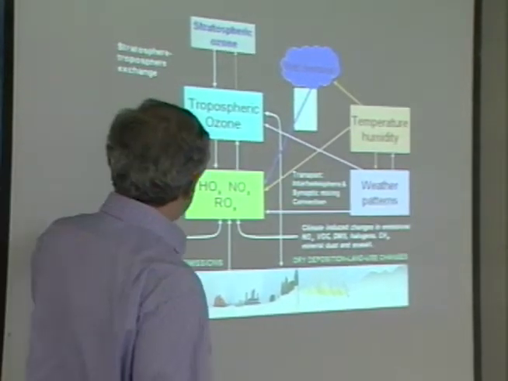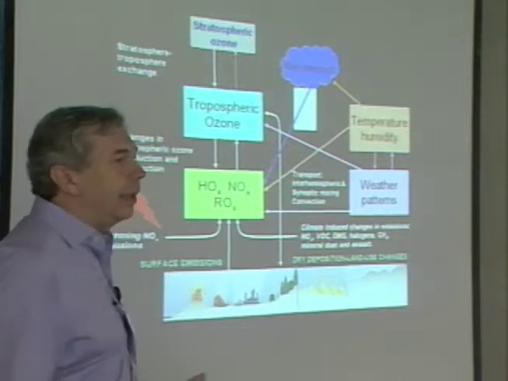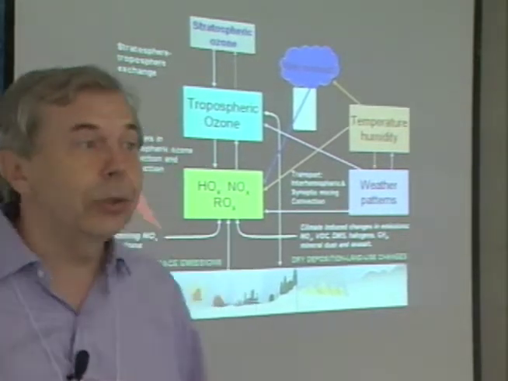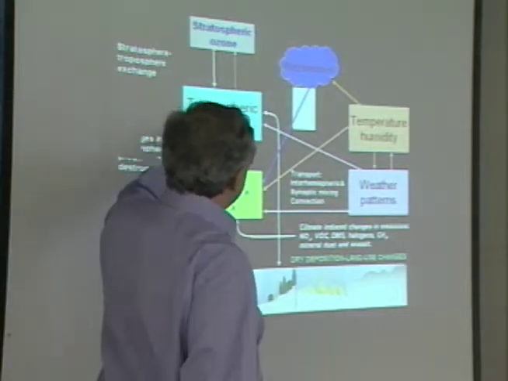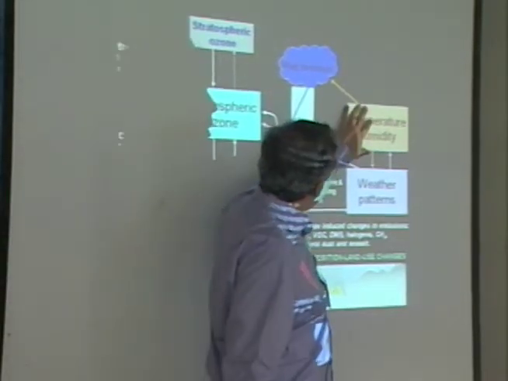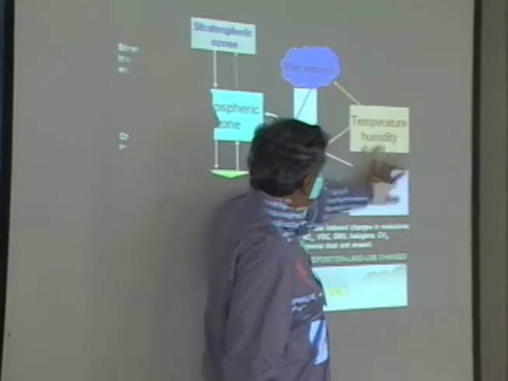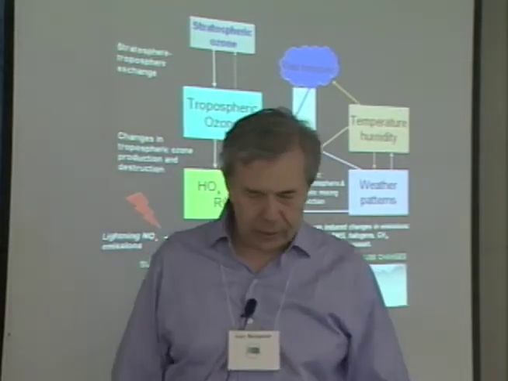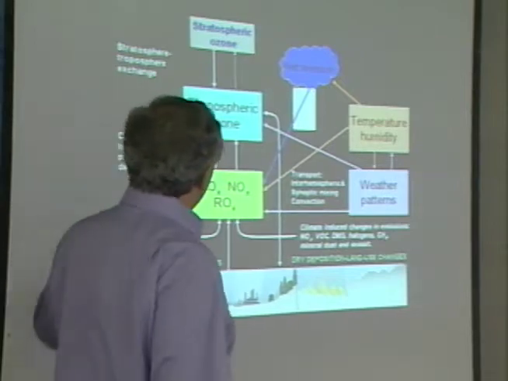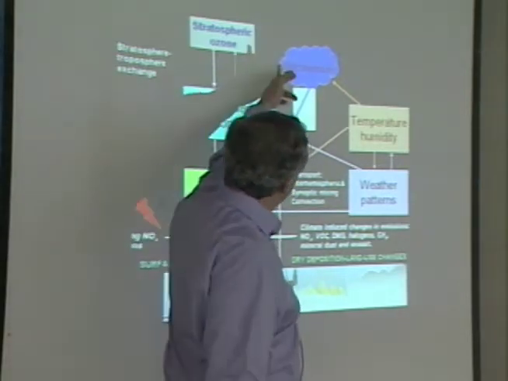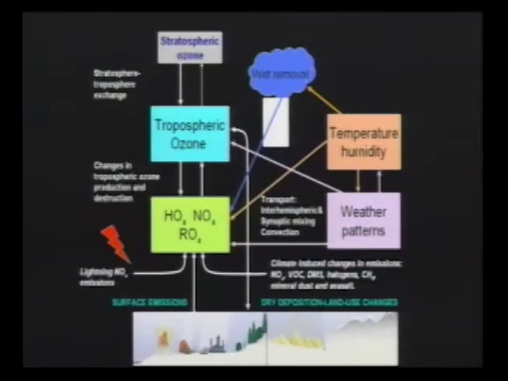There is also, for example, production of NOx by lightning, and lightning changes could also be associated with climate change. But the chemistry here is associated, of course, with temperature and humidity, climate, and also with transport, weather patterns, and so on. The removal of soluble constituents is also an important aspect, both the dry deposition, but also the wet removal by scavenging, which might happen soon.